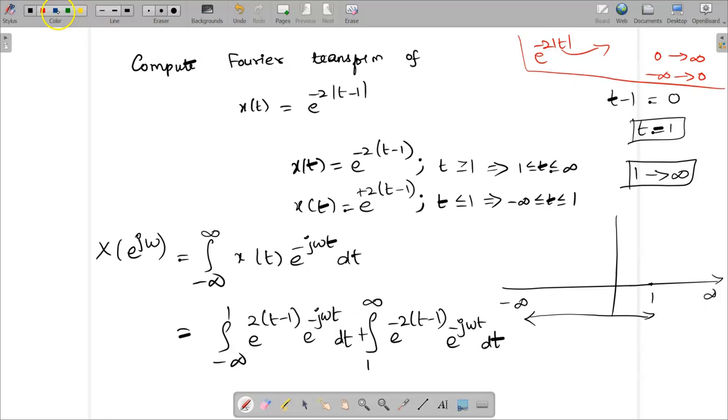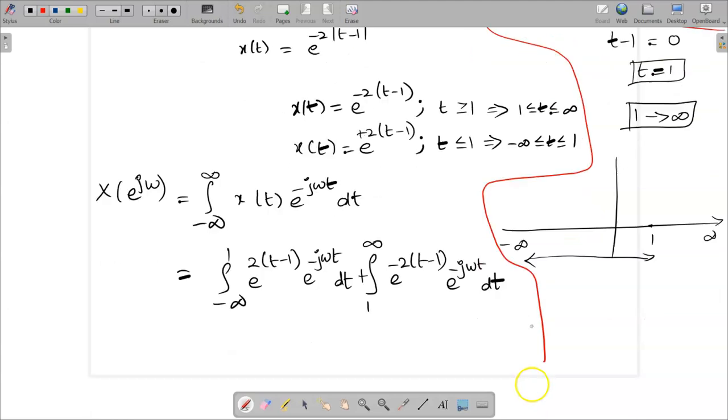In this way we have to consider the limits properly and the value of x of t properly before proceeding with the problem.